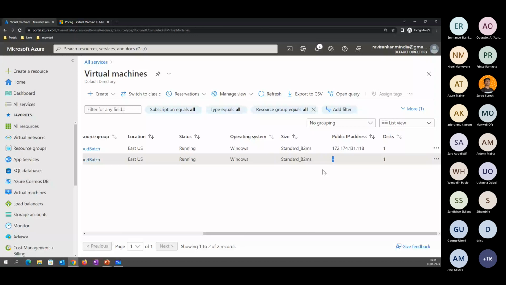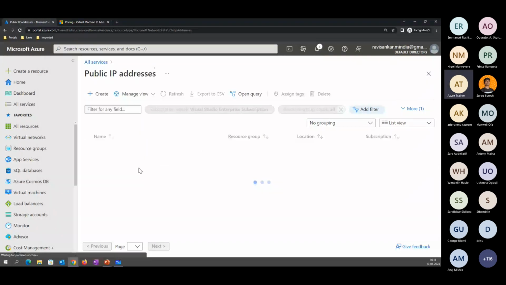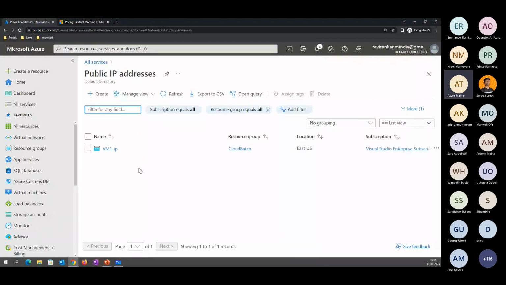Now let's see, instead of creating a VM, let's try to assign a public IP address directly. If you want to assign that, for example, if you click on public IP address, the public IP address is a separate resource. Right now, if you select a public IP address here, you can see a message saying that there is an IP created here. This has been assigned to VM1.